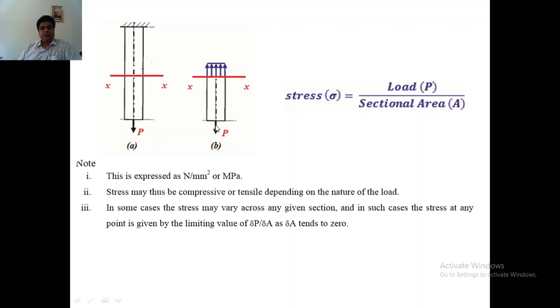In this case, the stress can be tensile stress when you apply tensile load here. Similarly, if I take this object and apply compressive load, that is the load in the opposite direction towards the material, the stress is called compressive stress. So stress can be tensile when the load is tensile load. Stress can be compressive when the load is compressive force.